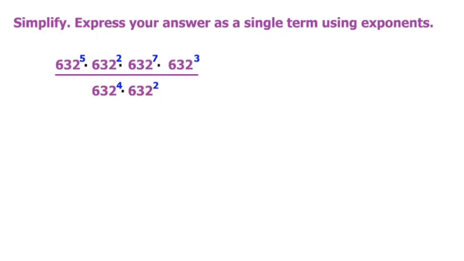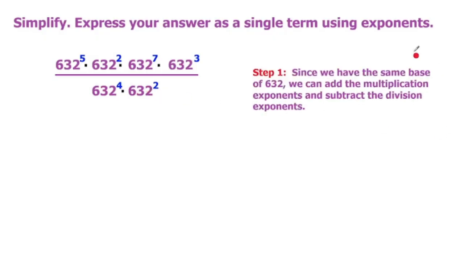So step one, since we have the same base of 632, we can add the multiplication exponents and subtract the division exponents. So it would look like this. We take 632 and we add all the ones that are multiplied.